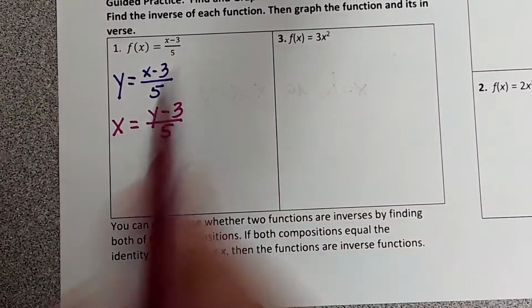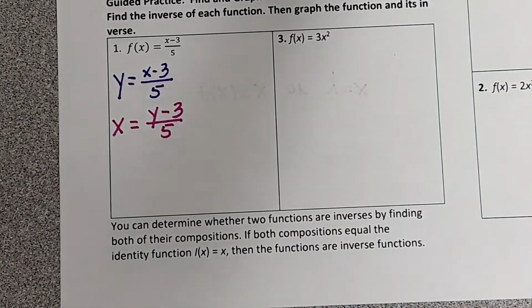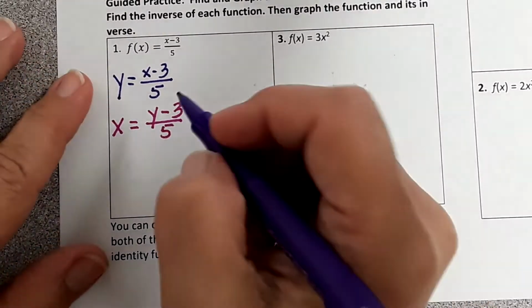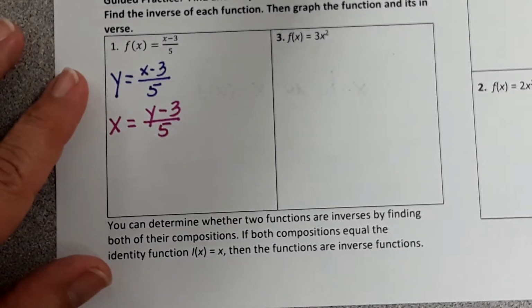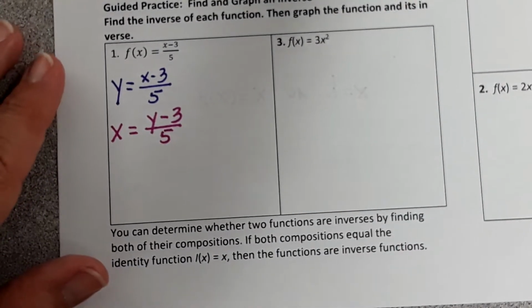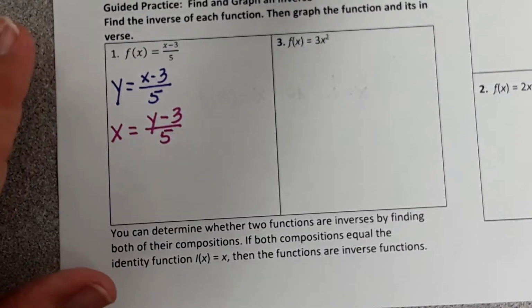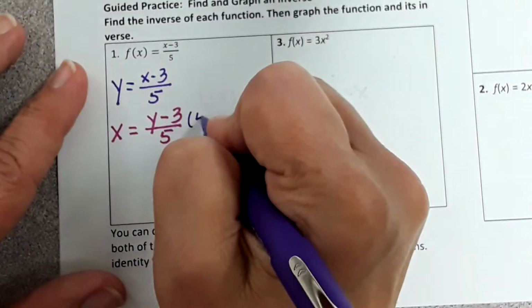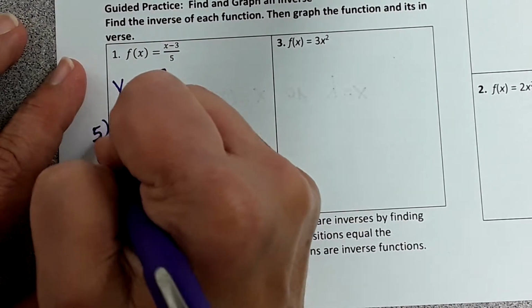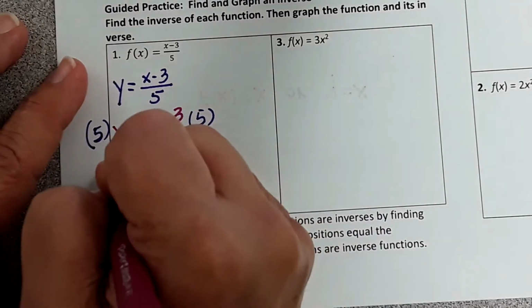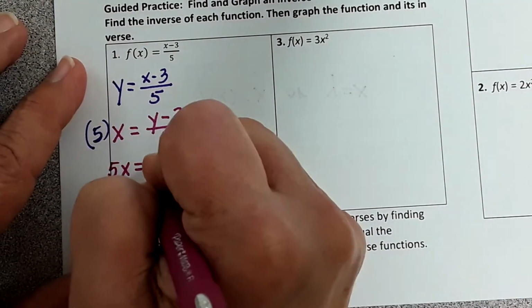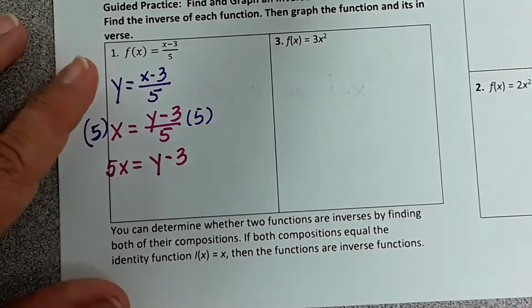So how do I solve this for y? What do I get rid of? What? We can't do anything with the -3 yet. What do we have to get rid of first? The 5, because it's being divided by 5, so we need to get rid of that first. So, because it's all over 5, we're going to multiply each side by 5. So now I have 5x equals x minus 3.